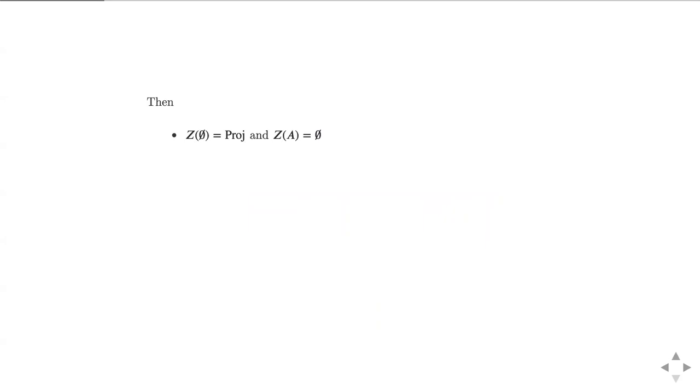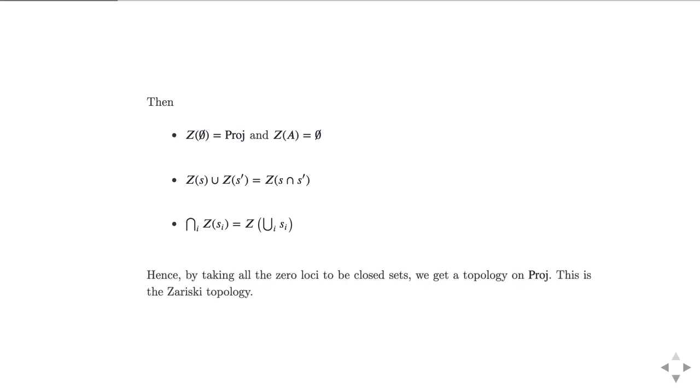Then we can see this zero locus can play the role of closed sets in a topology, because the zero locus of an empty set is the whole space, and the zero locus of the whole thing is the empty set. And if we have two zero loci, their union is again another zero locus. And if we have a bunch of zero loci, the intersection will again be another zero locus. Thus, taking all the zero loci, we get all the closed sets. Then taking the complement, we get a topology. This topology is called the Zariski topology.